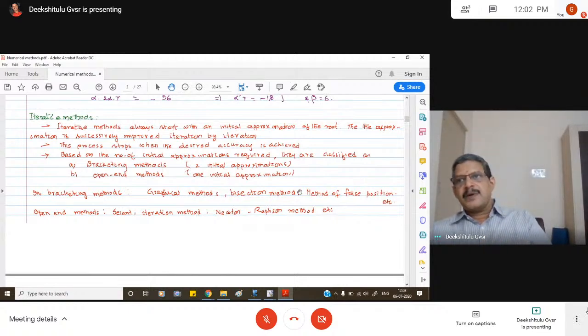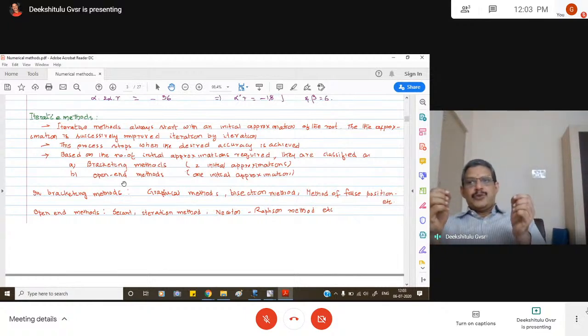Only one initial approximation. Sometimes the root lies between A and B, let us say 0 and 1. Then we refine the interval and say the root lies between 0 and 0.5. So the interval is reduced. Again 0 to 0.5 becomes 1 by 4 to 1 by 2, then 1 by 4 to 1 by 8. So the interval is reduced. After a finite number of steps, the interval becomes very, very small, and we are sure that the root lies in that interval. That is refinement of the interval.